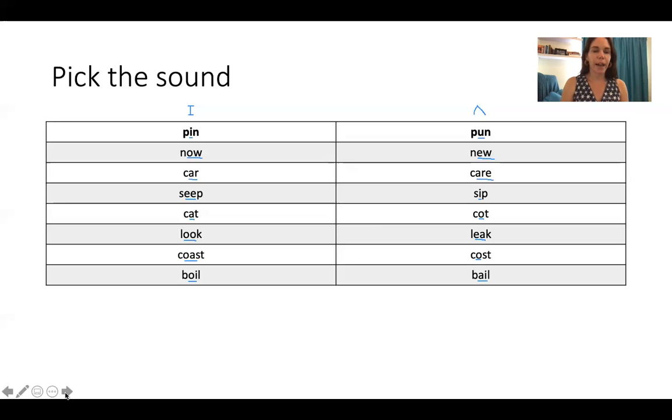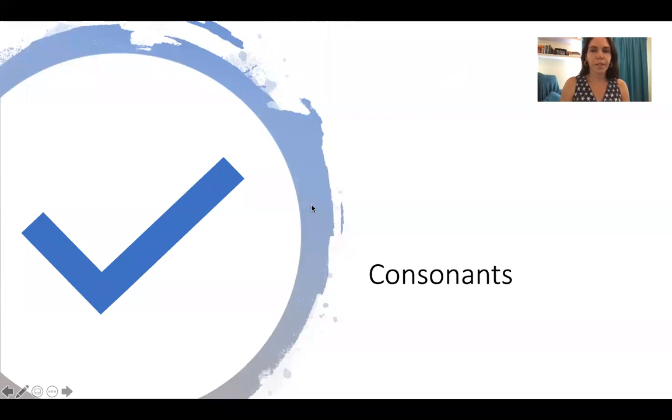Now we're going to have a look at the consonants. Just my slideshow is not working for a second. Sorry about that.